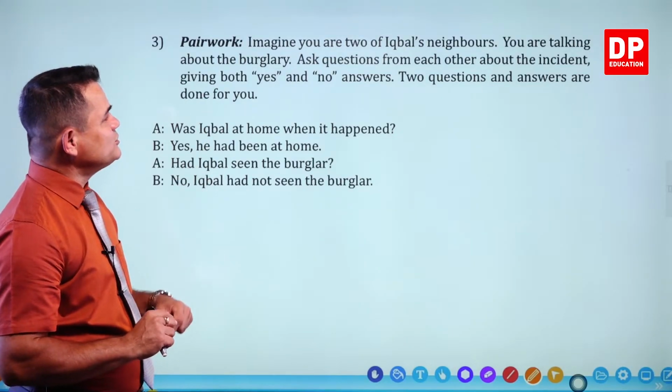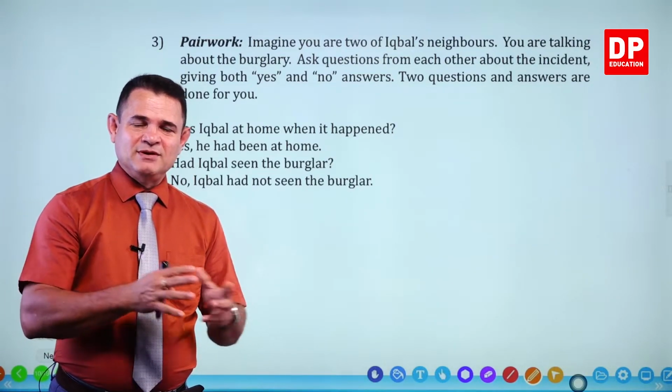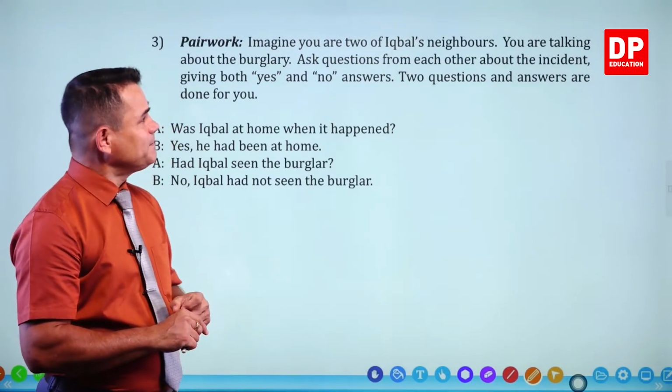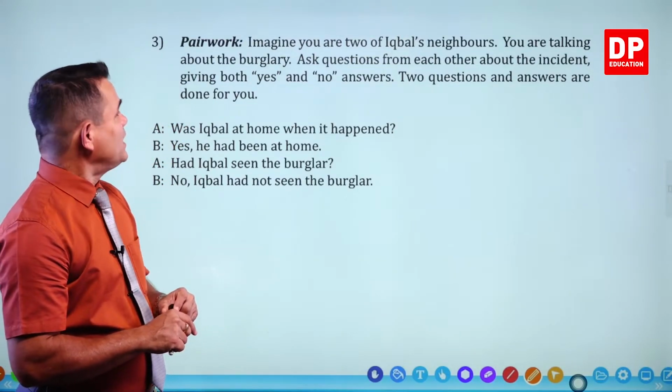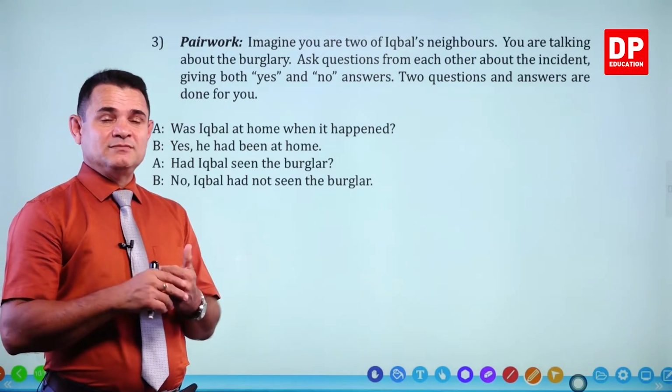Right. Pair work. There's a small pair work to be done. Imagine you are two of Iqbal's neighbors. You are talking about the burglary.